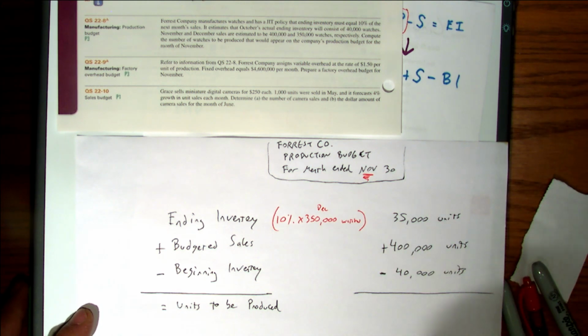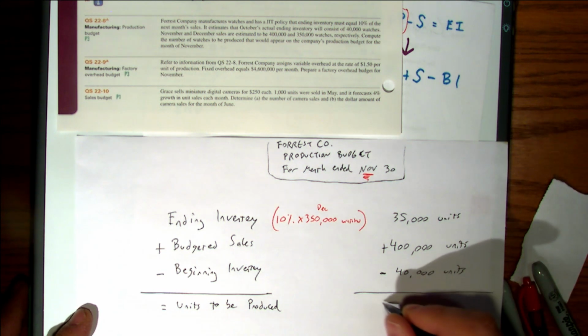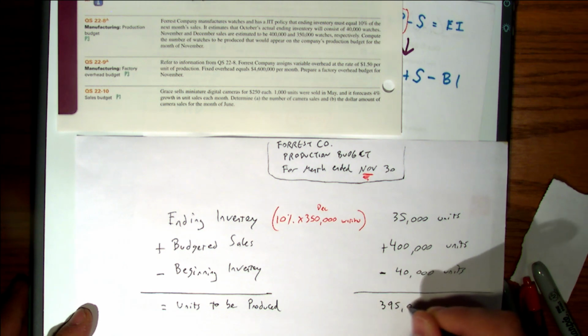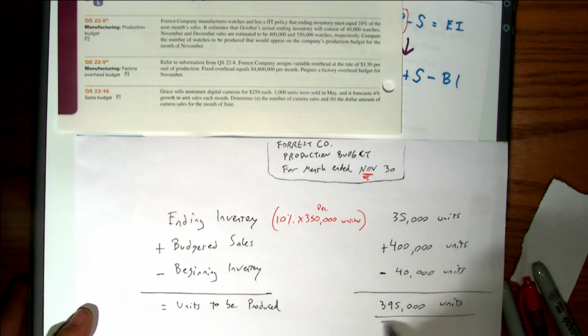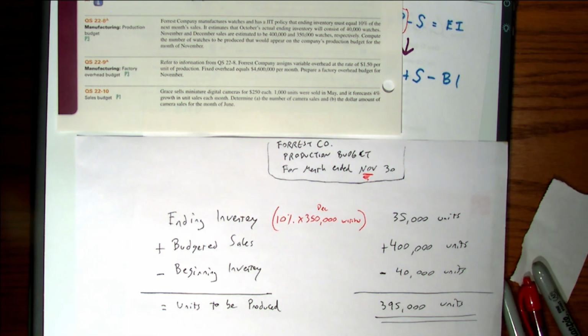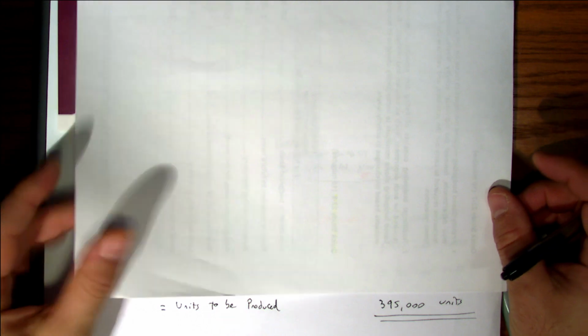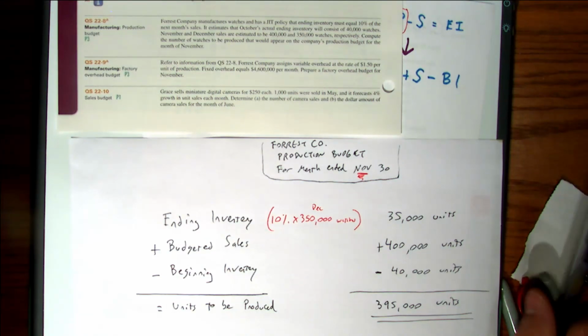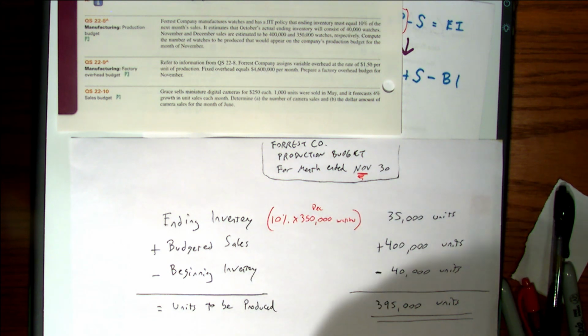So now we can compute the units to be produced. What is that, 395,000 units or watches? And that is our production budget. Okay? Actually, this is not a production budget. That's just computing units to be produced. This is a production budget. Make sense, guys? Do you see how we walked through the process of deriving that budget?